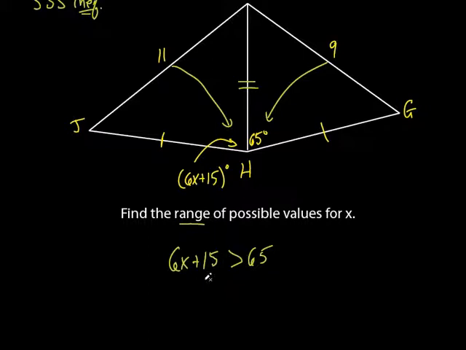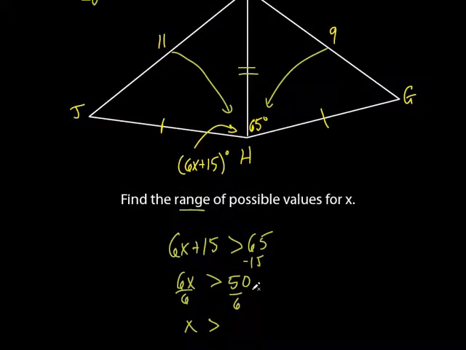So let's do the math on this very quickly. I've got 6x, subtract 15 from both sides. That still stays greater, and that would be 50. Divide both sides by 6. And x is, remember, we don't change the inequality. The only time we would change that inequality is if I multiply or divide by a negative number, and I haven't done that here, so I'm just going to keep it like that.